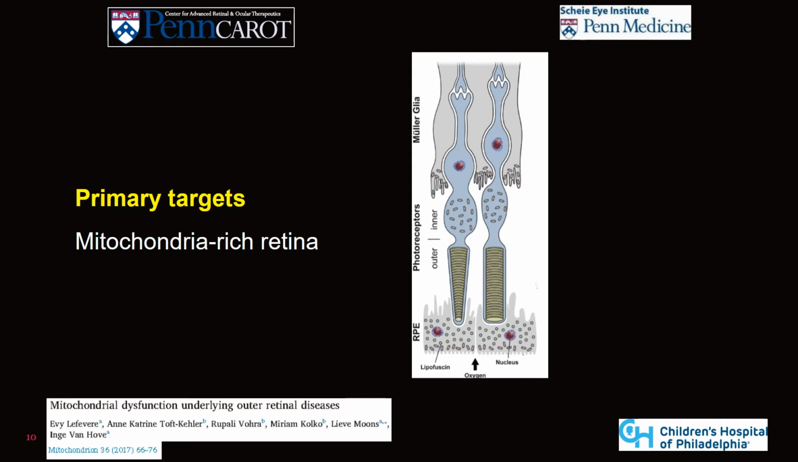And then also the Mueller cells, which are the glia that holds the retina together, are very rich in mitochondria. And lastly, the pigment epithelial cells, which are at the base of the photoreceptor cilium, are also extremely rich in mitochondria.